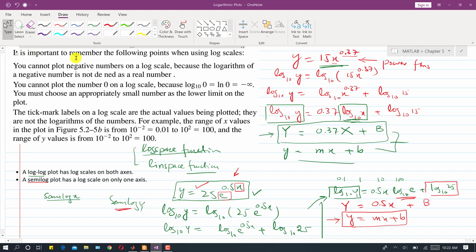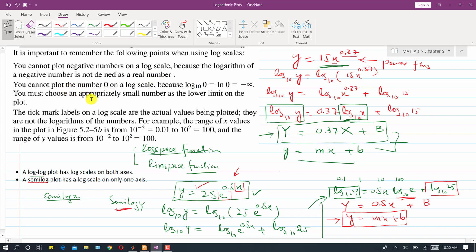Now there are some important points to be remembered when we are using the log scale. The first point is that you cannot plot negative numbers on a log scale, because the logarithm of a negative number is not defined as a real number. And we also cannot plot the number 0 on a log scale, because the log to the base 10, or natural log, of 0 is minus infinity.